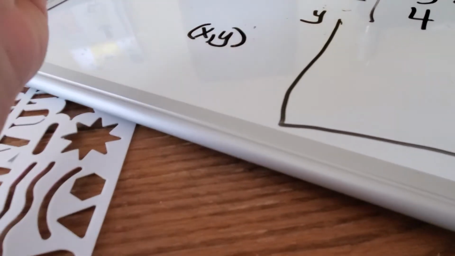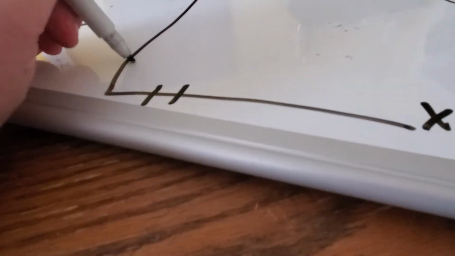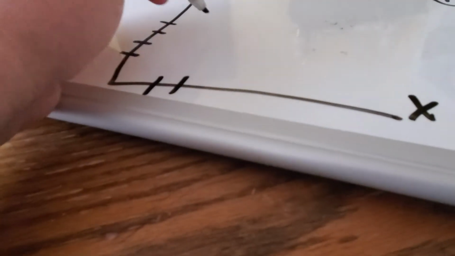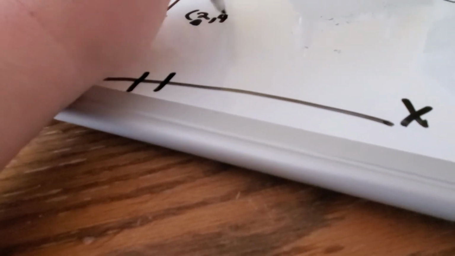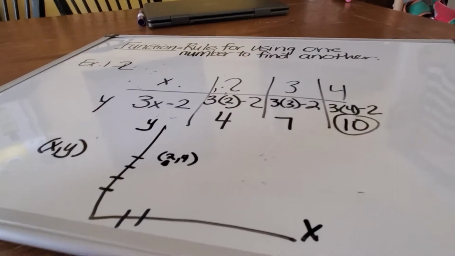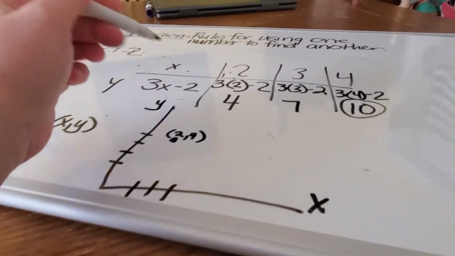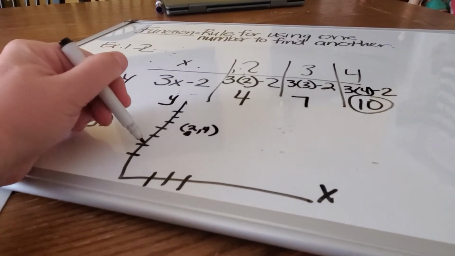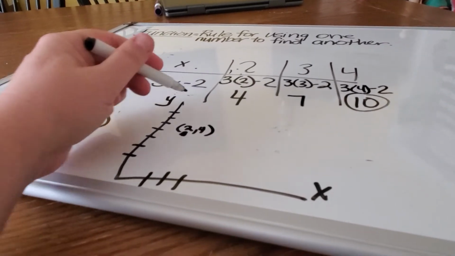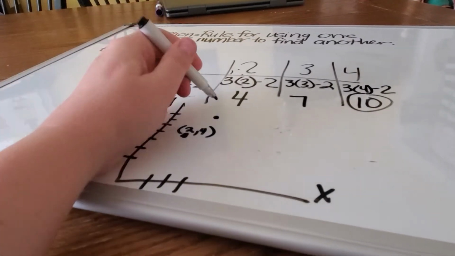So my first point, if you remember, an ordered pair is always listed X, comma, Y. So my first point is going to be 2, comma, 4. So I'm going to go over 2 and up 1, 2, 3, 4. My point's going to be about right here. So that's going to be 2, comma, 4. My next point is 3, 7. So I'm going to go over 3 and then up. 1, 2, 3, 4, 5, 6, 7. It's going to be about right there.